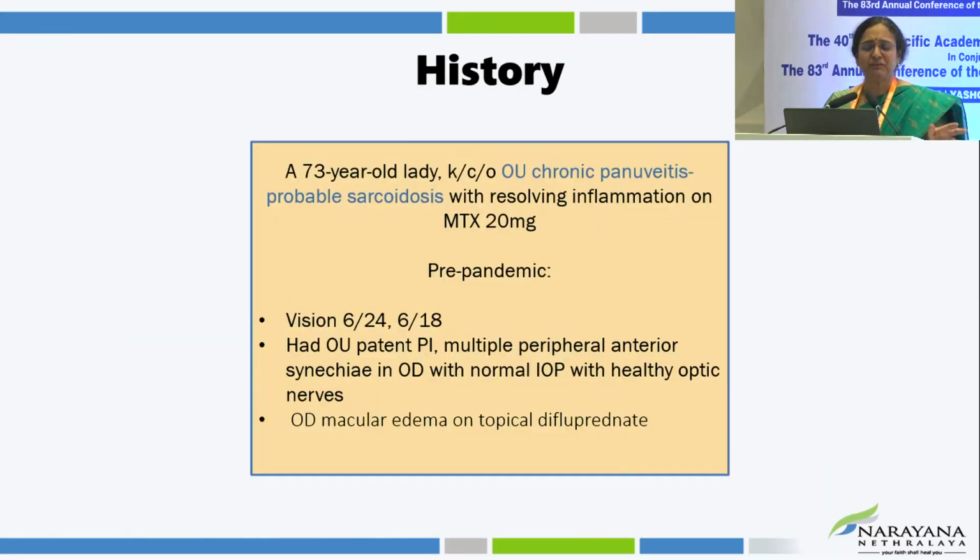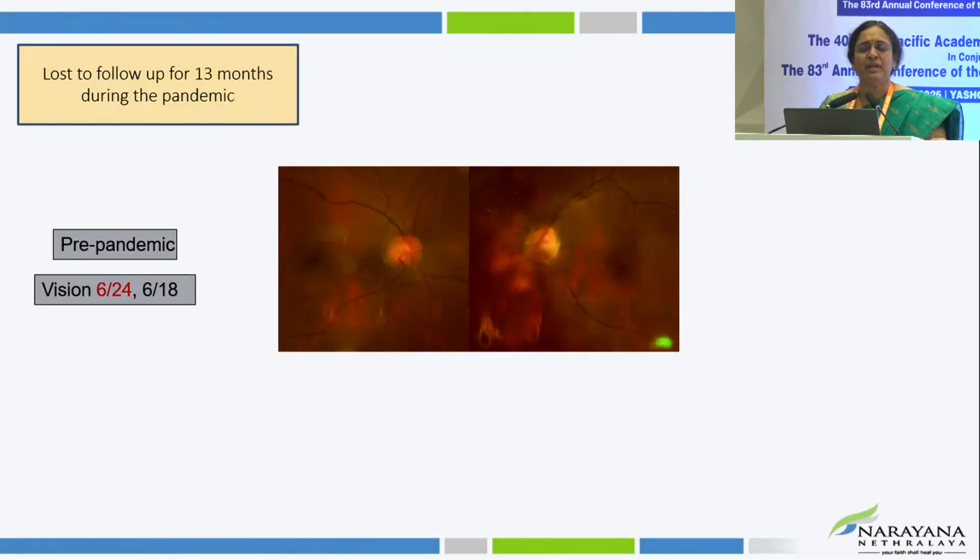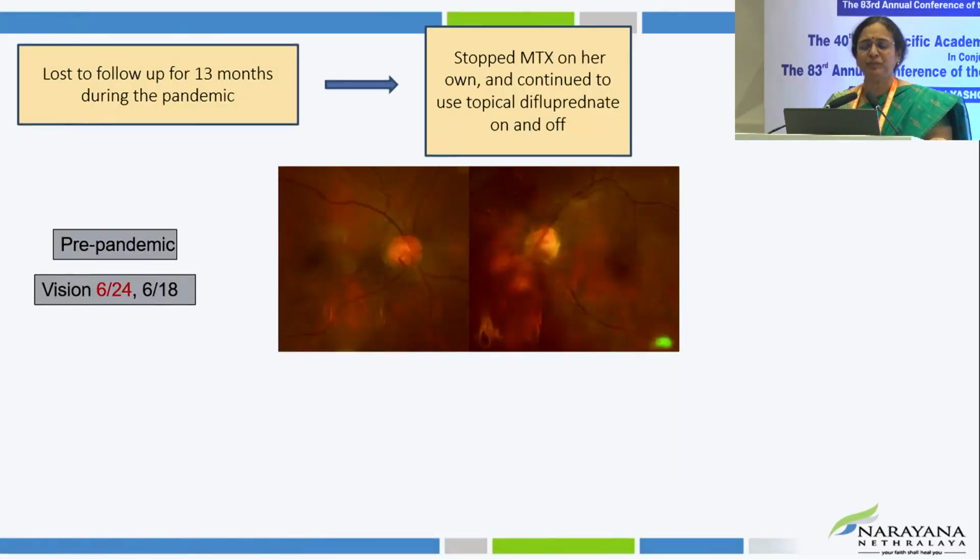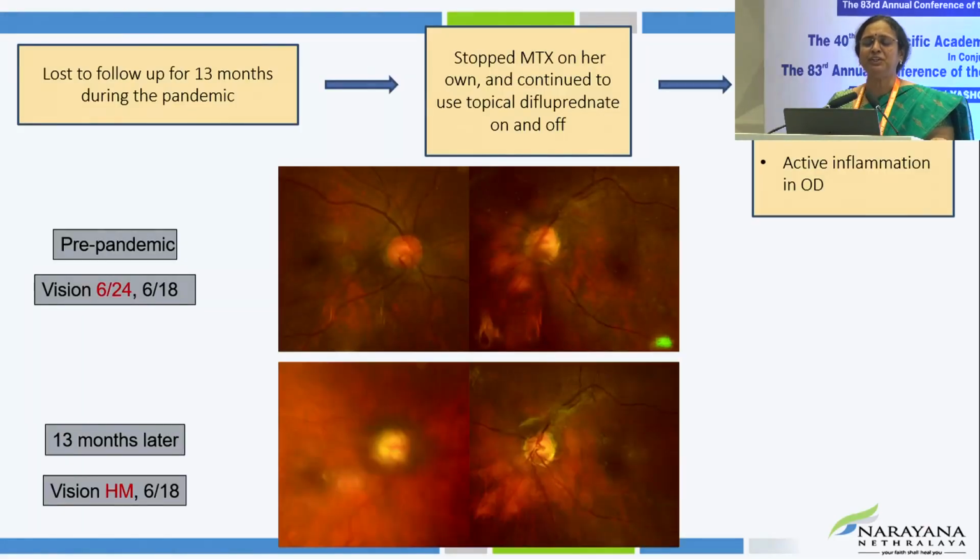Here is a case of a 73-year-old lady with panuveitis, probably secondary to sarcoidosis. She presented during the pandemic. She was given difluprednate with methotrexate. She stopped the methotrexate due to non-availability and was lost to follow-up, and she continued to use the difluprednate, which resulted in glaucomatous optic atrophy and loss of vision in the right eye.